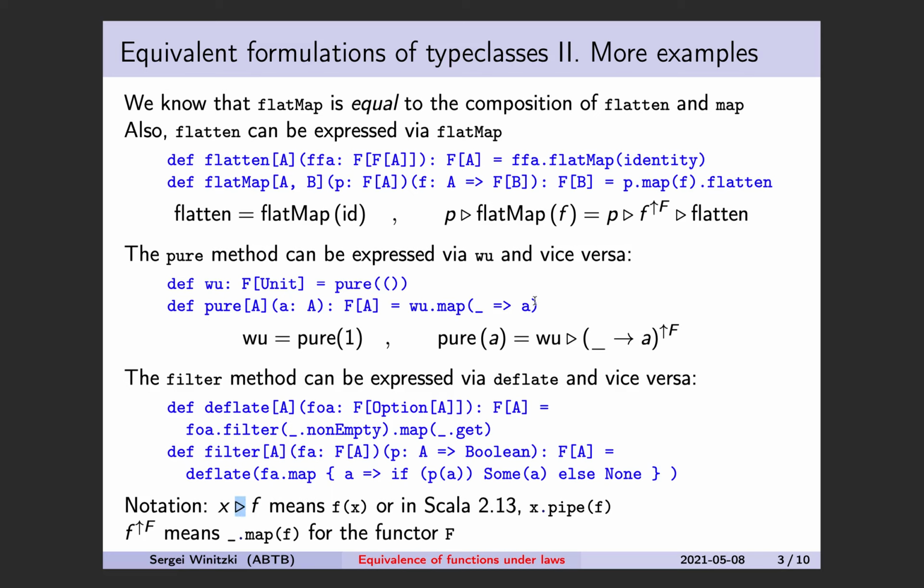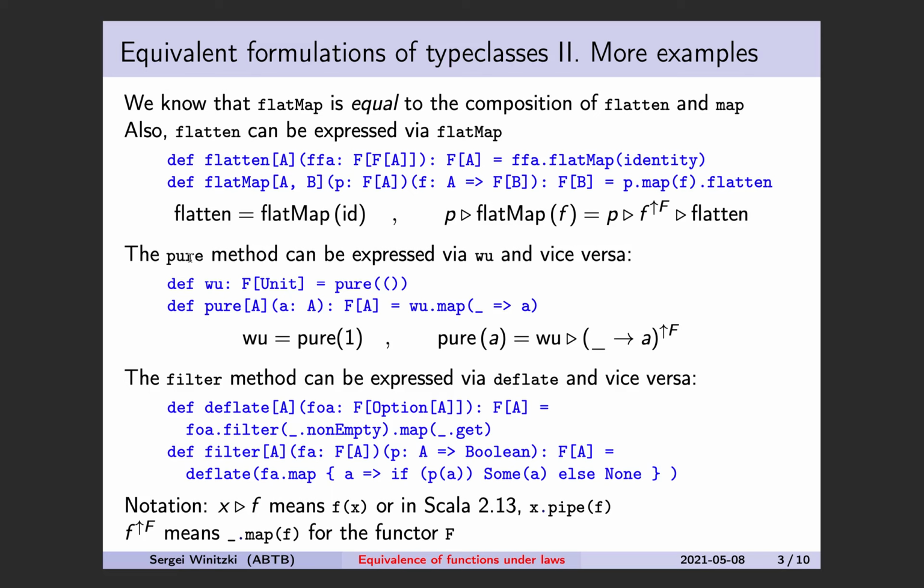this triangle symbol is the same as the dot in Scala, which means that this value is being substituted into a function to the right. And in Scala 2.13 and in Scala 3, there is a library function called pipe, where you just write x pipe f, and so that is the pipe operator that I denote by the triangle. And the up arrow is the map, is the lifting of a function to the functor f. So this is the notation that I will use, but I will also write Scala code just so that you can compare and see how this works in the notation.